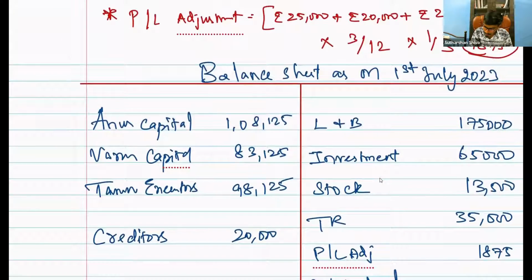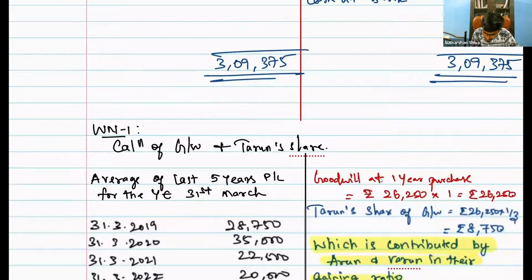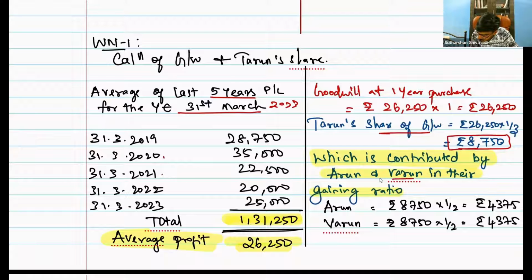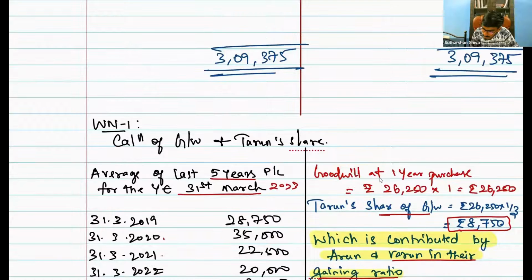Then you will go for working note number 1. I will neatly present the average of the last 5 years for the year ended 31st March 23. 19, 20, 21, 22, 23 is given. I put all the values in total, from that I will find the average profit, from that the goodwill, and from that Tarun's share of goodwill, that is 1 by 3. That is totally 8,750, which should be divided in the gaining ratio. The gaining ratio is nothing but 1/2 and 1/2, 4,375, 4,375. So they are going to take it.